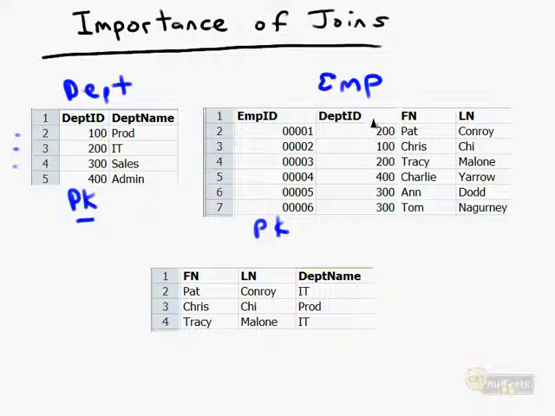And you'll notice that in Dept ID, we're using ID numbers that exist in the department table. Now why not just create a column called department and actually plug in the department for each employee? For instance, Pat Conroy looks like he or she is in the IT department. How about Chris Chi? It looks like that person is in prod. Tracy Malone looks like she or he, again this is an androgynous name by design, is in IT.